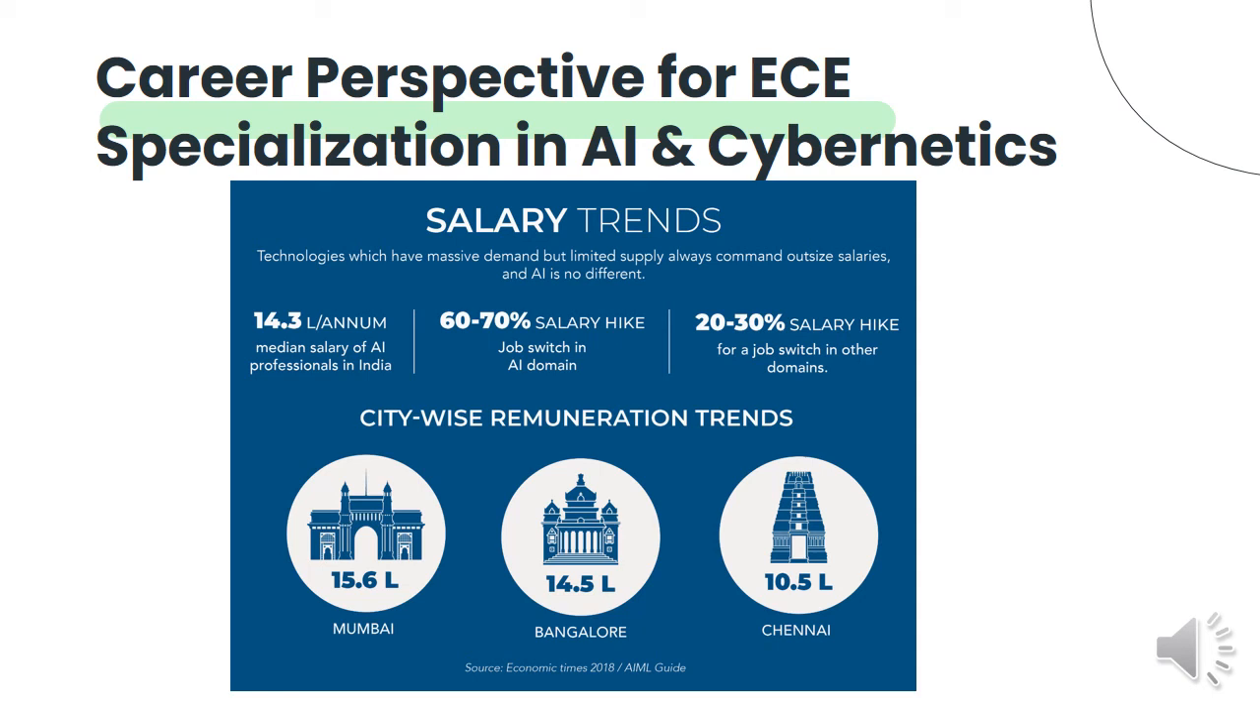So let's look at different city-wise salaries. If you can see over here, Mumbai is going to give you 15.6 lakh per annum, Bangalore 14.5 lakh per annum, and Chennai 10.5 lakh per annum. These are nothing but average salary packages. It's not only in this part of India; because of the growing technology, you can find every part of India with various companies which are right now switching their technology towards AI and cybernetics. So the job opportunity is enormous, and there will be a lot of career aspects.